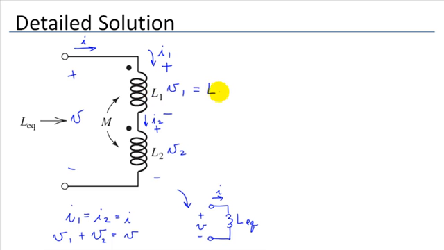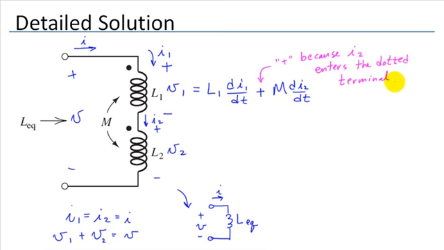Now, V1 is given by the sum of two terms. The first one is the self-induced voltage, which would be L1 times dI1 dt. Then we add in the voltage induced by the magnetic coupling between those two inductors. So that would be M times dI2 dt. Again, I use the plus here because I2 enters the dotted terminal. If it would have been entering the opposite terminal, we would have written down a negative sign instead.